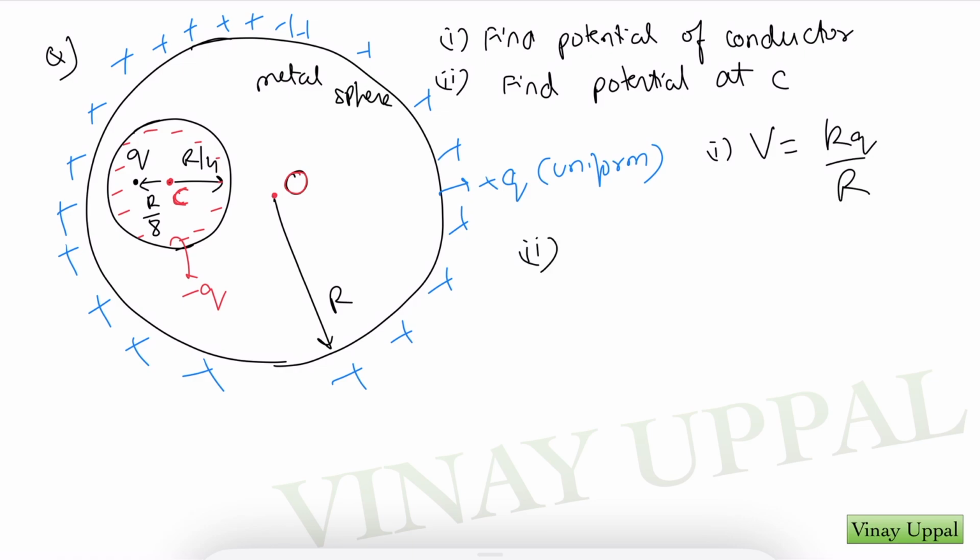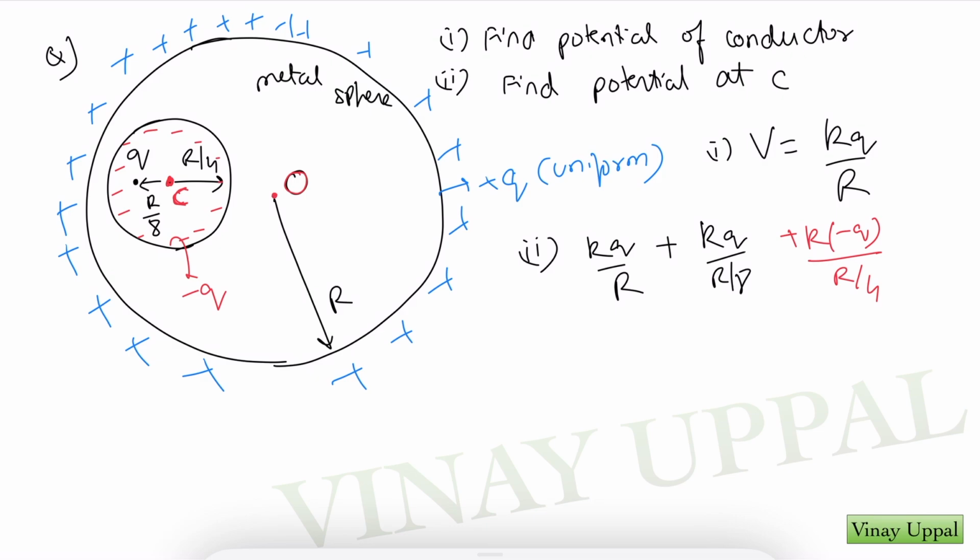Alright, now for part 2, find the potential at point C. So potential at point C has to be due to everything once again. So it will be due to the outer surface, that will again be KQ by R. Due to the outer surface, potential everywhere inside is a constant, plus due to the point charge KQ by R by 8, plus due to the inner surface charges. Now the inner surface charges at the center will produce a potential of K times minus Q by R by 4.